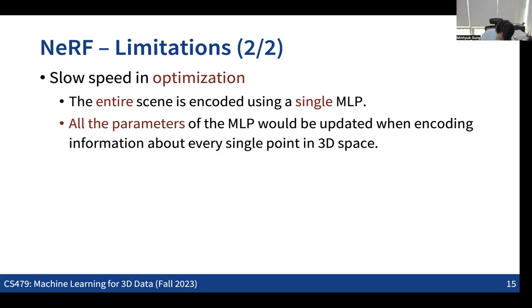And the reason for that is that we are encoding the entire scene into a single MLP, which means that if we want to update the information for every single point in the 3D space, then all the parameters of the MLP should be updated. So this is a very inefficient architecture, in that this set of parameters is governing the entire scene, and every point in the 3D space is associated with the entire set of parameters. So the optimization becomes very slow. That's one of the problems, the slow speed of the optimization.